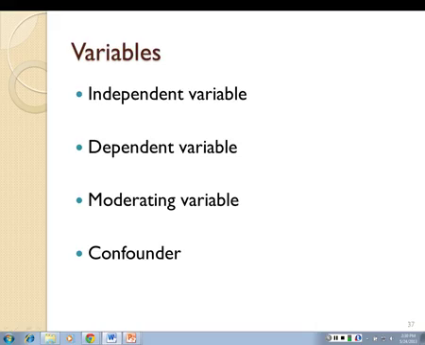You can keep these two straight by remembering that you are trying to show that the dependent variable is in fact dependent upon the independent variable.